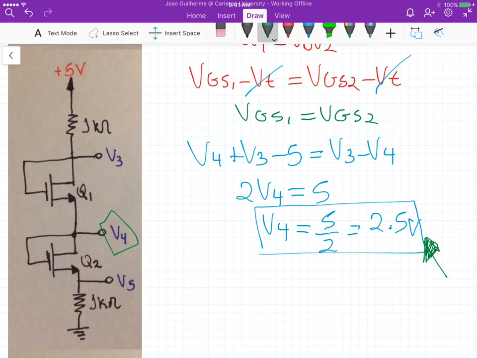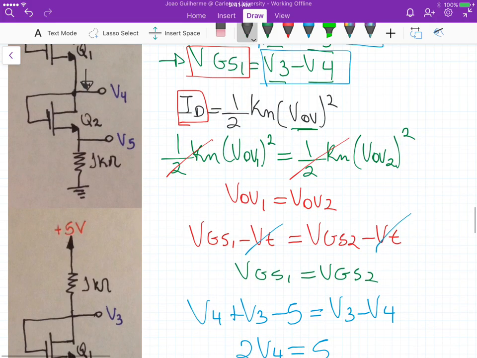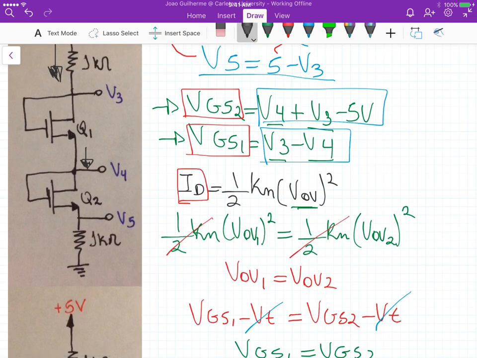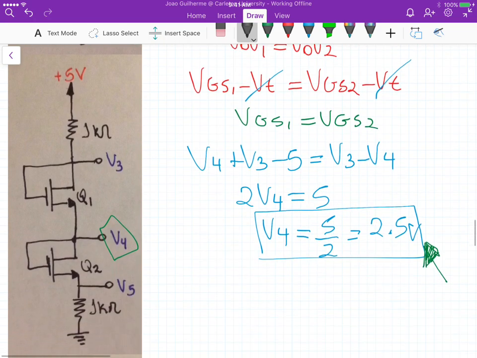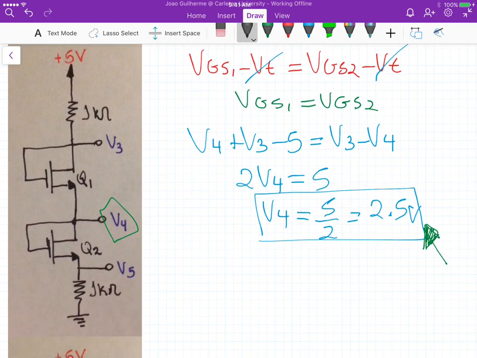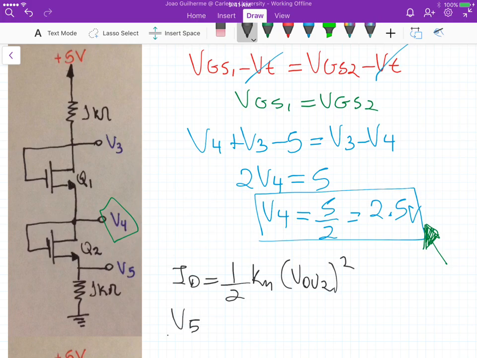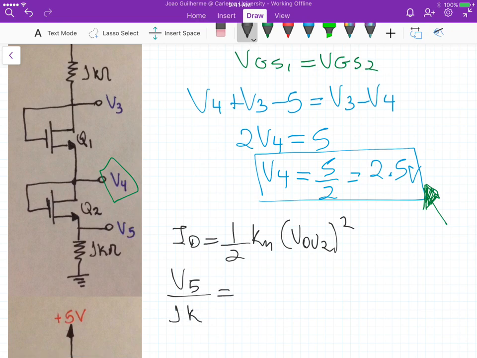Now, because we know V4, we can equate ID using VGS2 again, because we can calculate VGS2. Let me go up here. VGS2 we can calculate. We still don't know V3, but we can use VGS2 to calculate another ID. So remember, ID equals 1/2 Kn V overdrive 2 squared. We know that ID is V5 divided by 1K. We defined that before at the beginning of the solution.